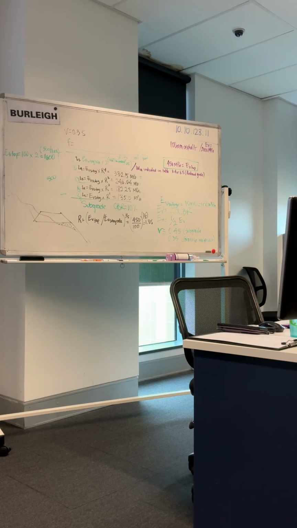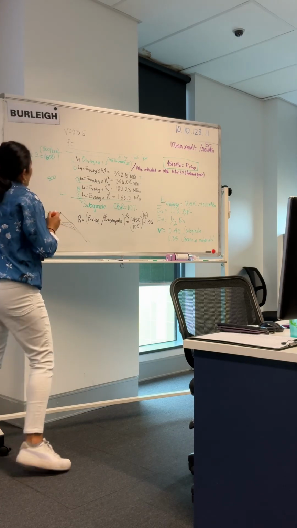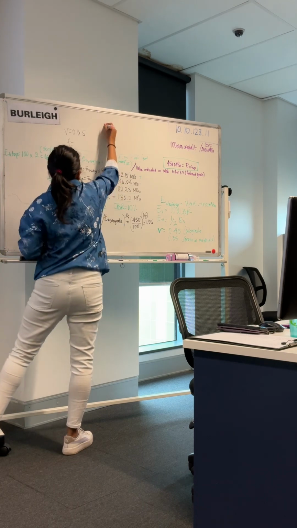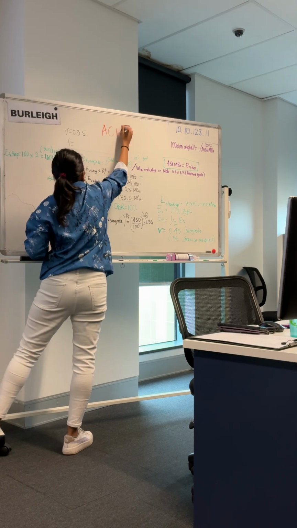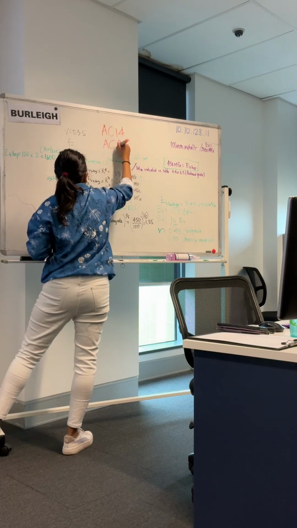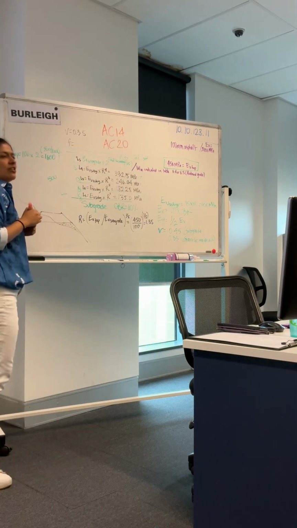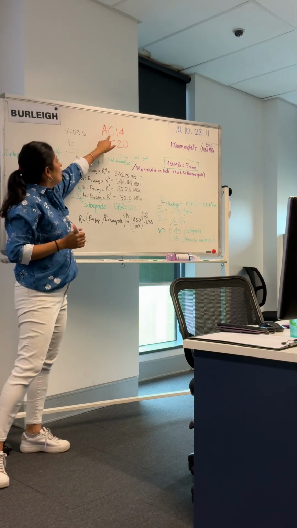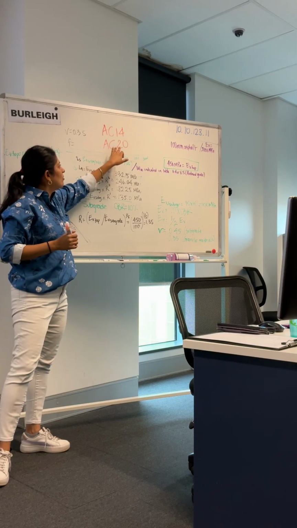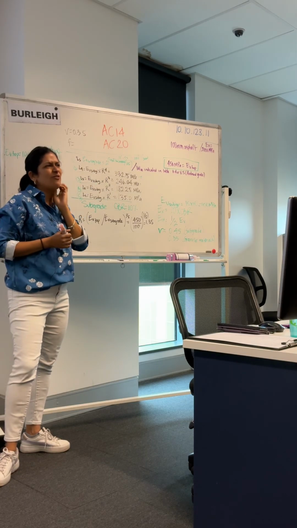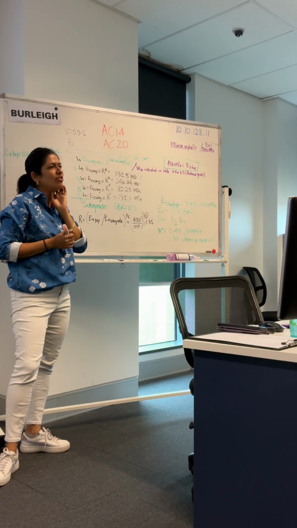If you see when they name the asphalts, they say AC14, AC20. What does it mean? Asphalt concrete 14, asphalt concrete 20. And what does the 14 mean? What do you think?